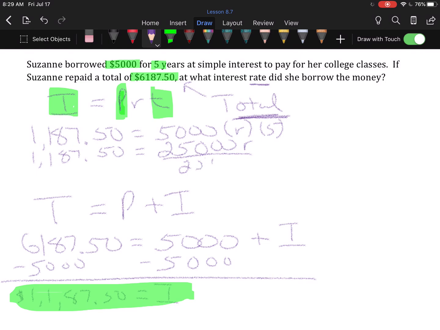To figure out what R is, we just have to divide both of these sides by 25,000. So 1,187.50 divided by 25,000 is 0.0475. That's the rate as a decimal. We do want to give it as a percentage for the answer. So that is the same thing as 4.75%.